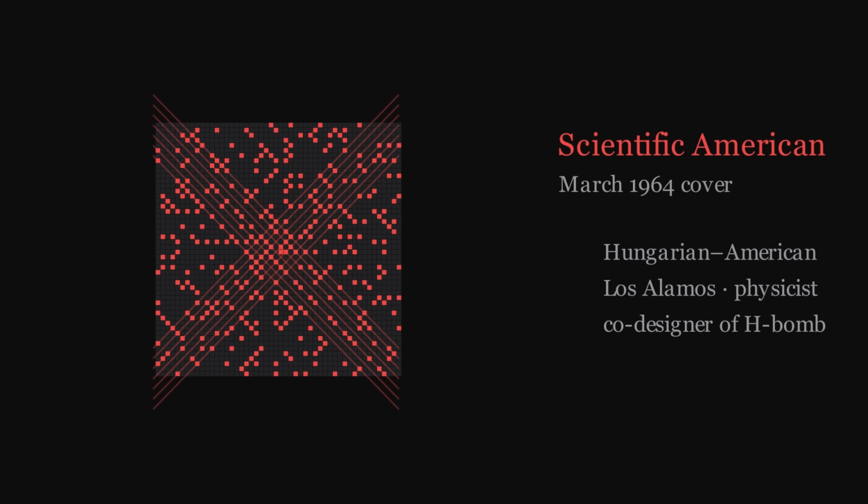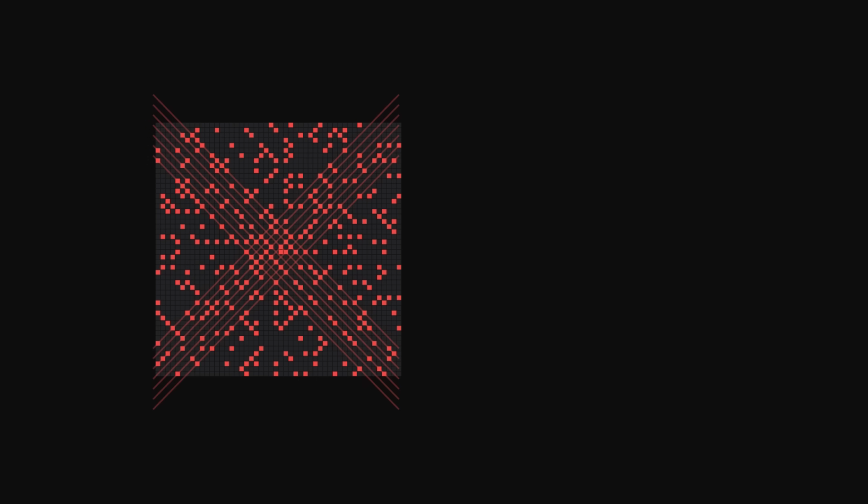He was a Hungarian-American mathematician at Los Alamos. He had helped design the hydrogen bomb. The Ulam spiral was, for him, a 15-minute afterthought. But the diagonals are real.